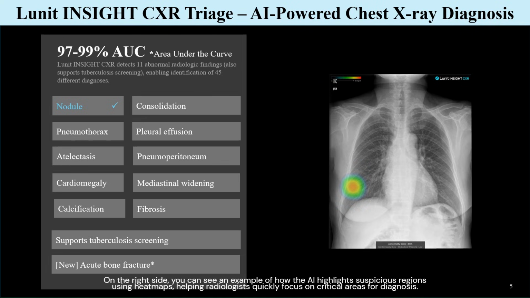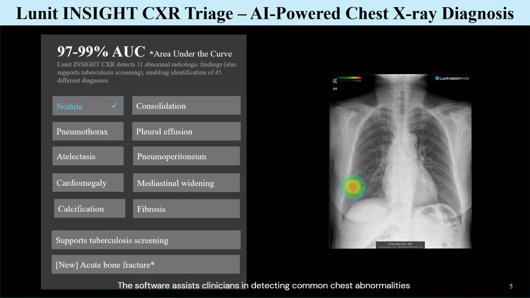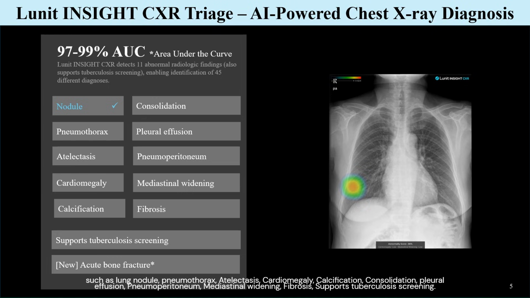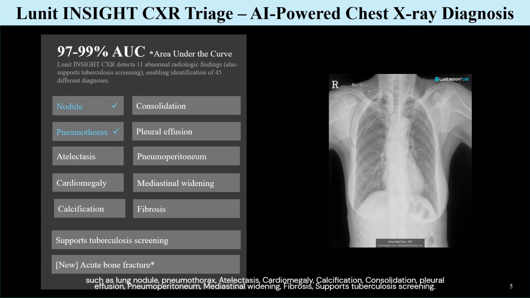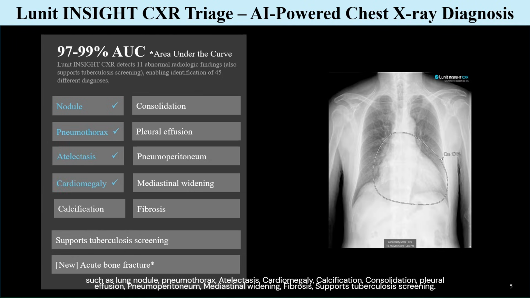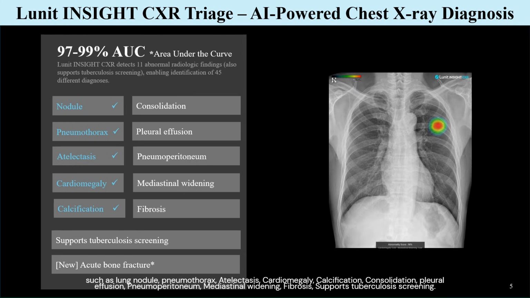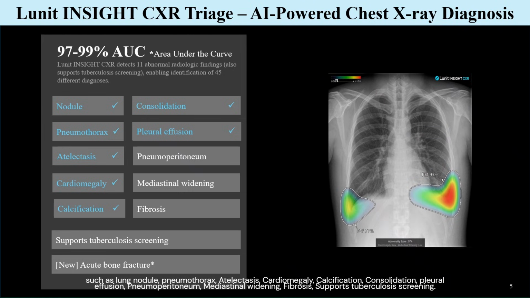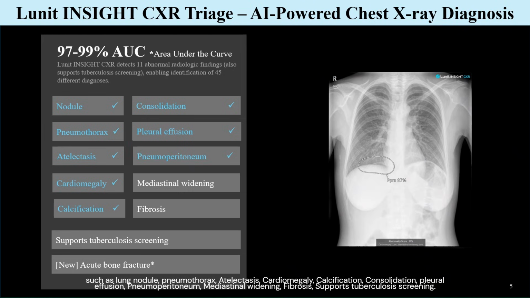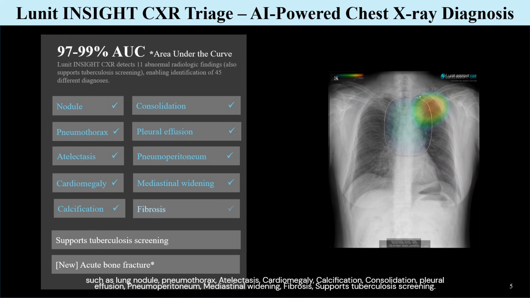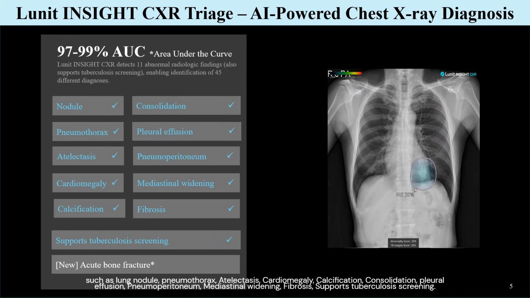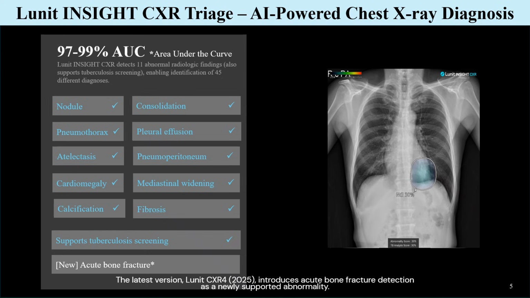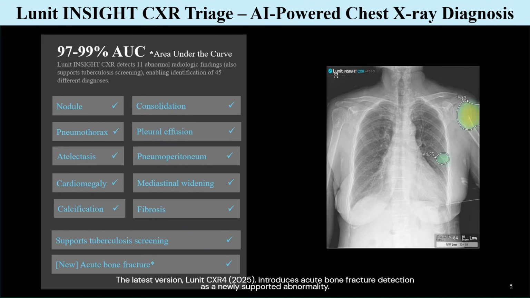The software assists clinicians in detecting common chest abnormalities such as lung nodule, pneumothorax, atelectasis, cardiomegaly, calcification, consolidation, pleural effusion, pneumoperitoneum, mediastinal widening, and fibrosis, and supports tuberculosis screening. The latest version, Lunit CXR in 2025, introduces acute bone fracture detection and newly supported abnormalities.